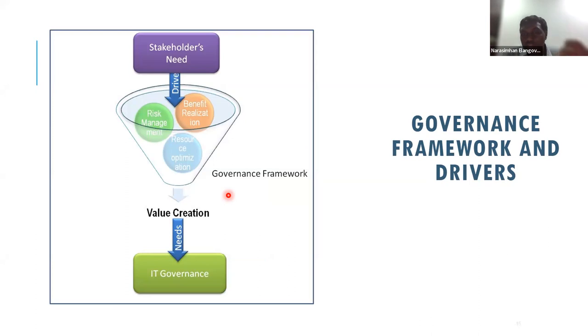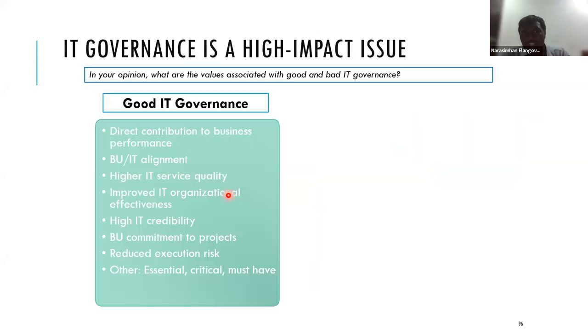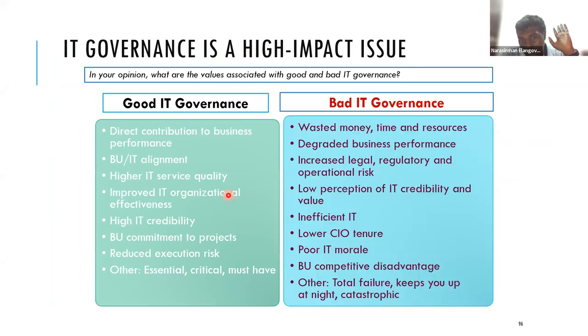Based on this, your value is created. And for that, you create an IT governance system, right? Very, very important examination question: instances of good IT governance and bad IT governance. Direct contribution to business, improved effectiveness, high IT credibility. Bad governance: low perception, ineffective IT, lower CIO credibility, failures. All of those are examples of bad IT governance.